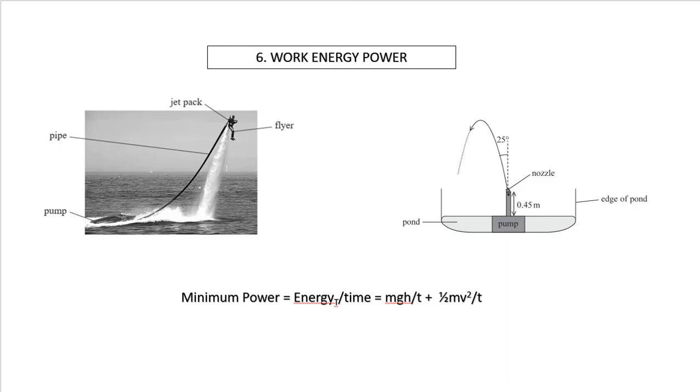So the minimum power required for both scenarios is work done per unit time, and work done corresponds to energy transferred. Now to the water, there are two types of energies being transferred. One is gravitational potential energy, and the other one is kinetic energy. Both are provided by the pump.